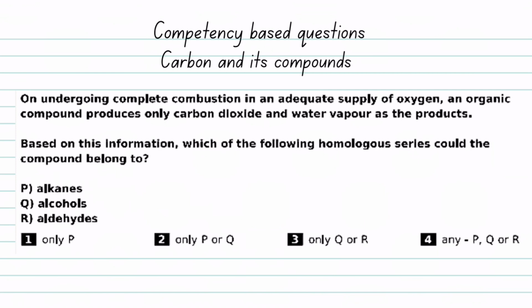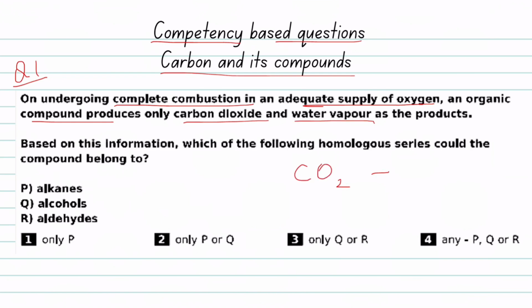Today we will be talking about competency based questions from the chapter Carbon and its compounds. So let's get started. Our first question is: on undergoing complete combustion in adequate supply of oxygen, an organic compound produces only carbon dioxide and water vapor. Based on this information, which of the following could the compound belong to? Could it be alkane, alcohol, aldehydes, or what?